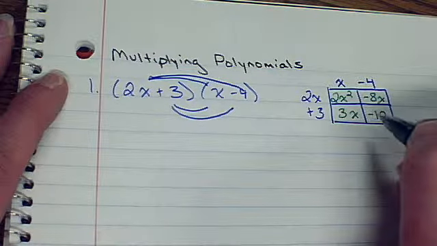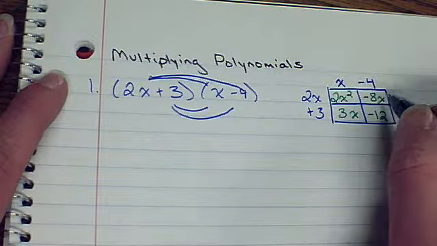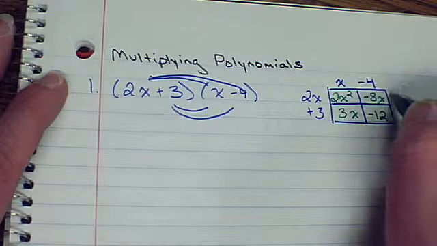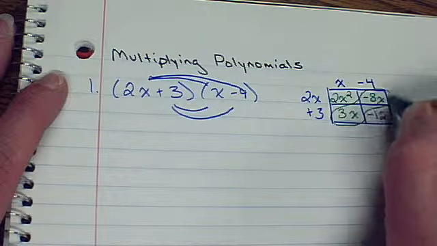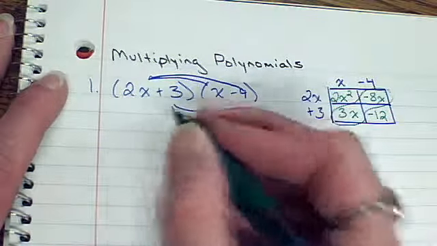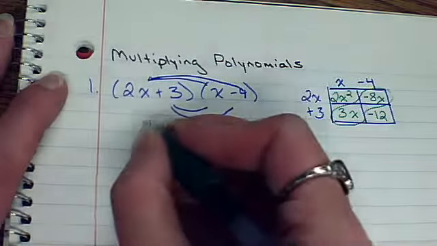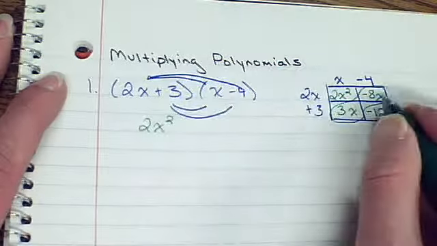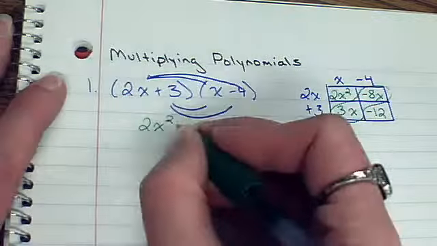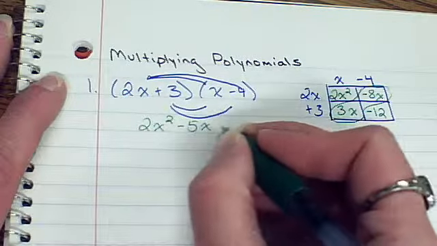Now the neat thing about using the multiplication box is we can see our like terms very easily. Here's my like terms. So when I come out with the answer, I have 2x squared, negative 8x plus 3x gives me negative 5x, and then minus 12.